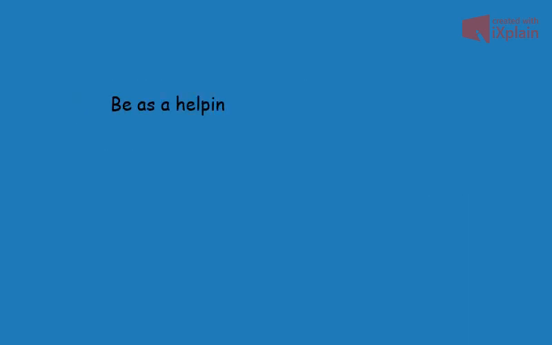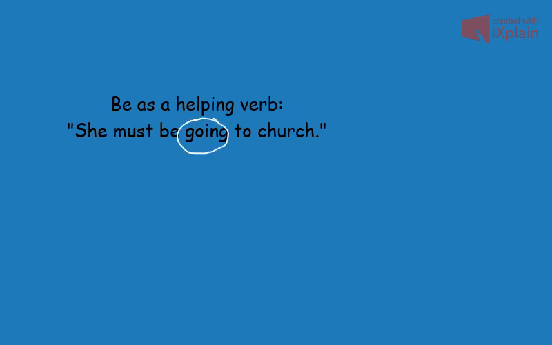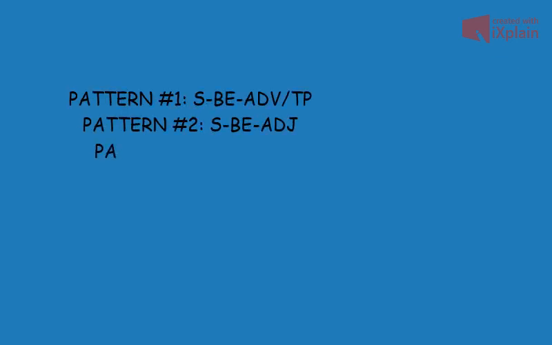Look at this example. She must be going to church. Be serves as a helping verb because the final word in the verb phrase is going, an action verb. Her church must be nearby. Now in this sentence, be is the final word in the verb phrase, and the sentence contains a be verb.